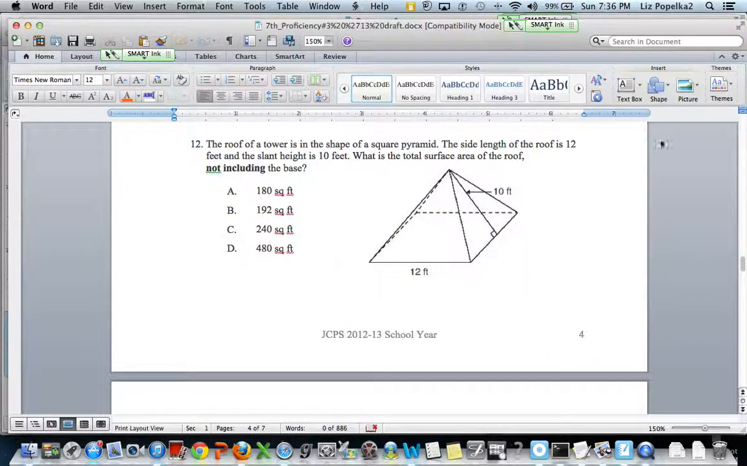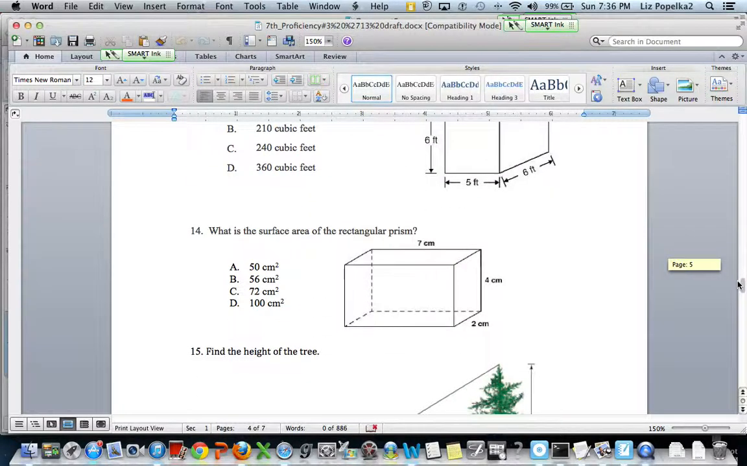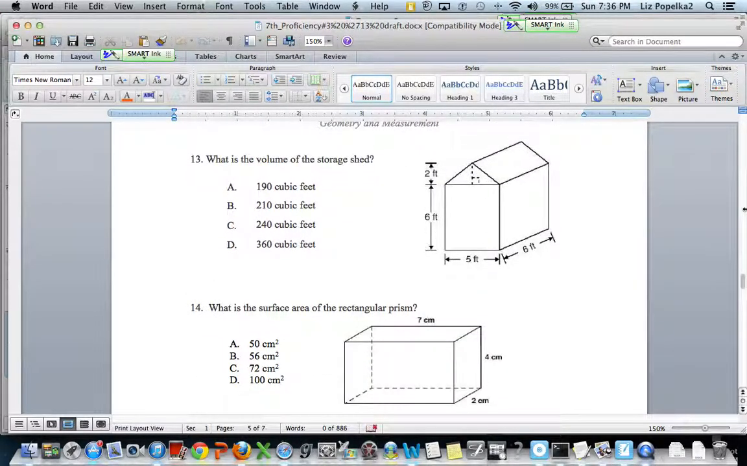Moving right along, the next one in this section is number 13. So you're actually going to notice that there are 2 different prisms right here. There's a triangular prism on the top of the house, or I guess it's a storage shed, and then there's a rectangular prism down here on the bottom of the storage shed. So we need to find the volume of both of those prisms and then add them together. Because it says what is the volume of the storage shed.